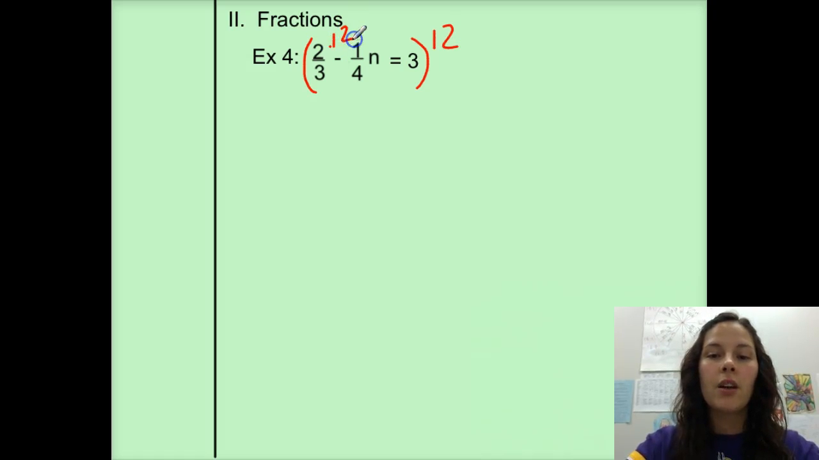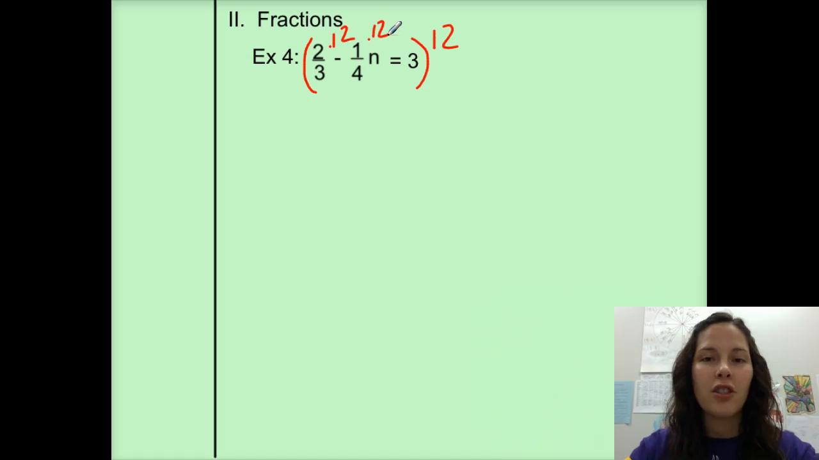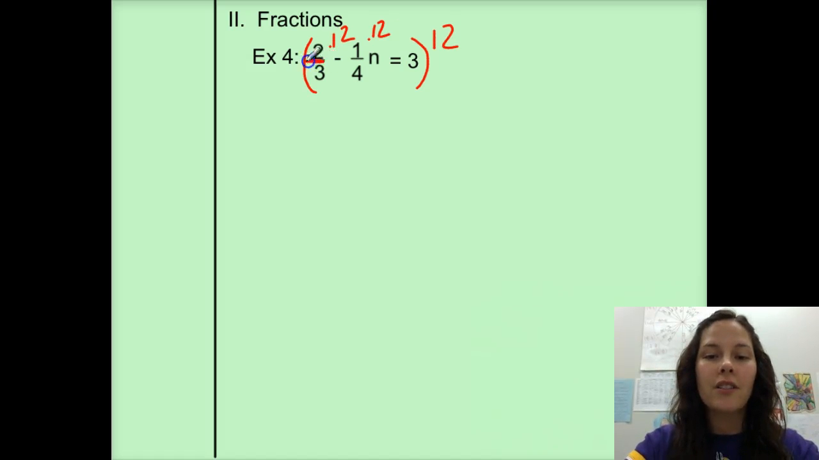Remember, when you multiply a fraction, you can divide first, because multiplying and dividing are in the same step. If you multiply and then divide, you'll get the same answer as if you divide and then multiply. So 12 divided by 3 is 4, and then I still have the times 2 in the numerator. My second term, I've got 12 divided by 4 is 3, and I still have the times 1n. And on the right-hand side, 3 times 12 is 36. There was no fraction to cancel the 12 on that side. So now I'm going to simplify the left-hand side by multiplying.